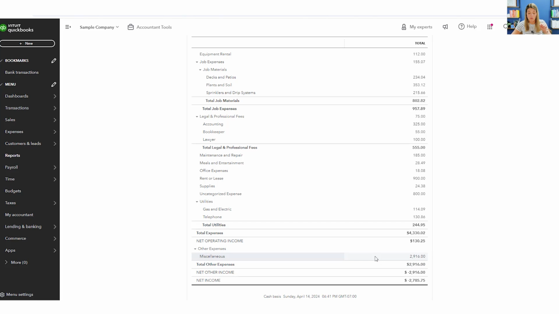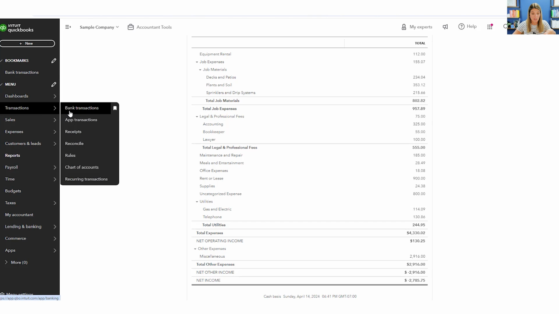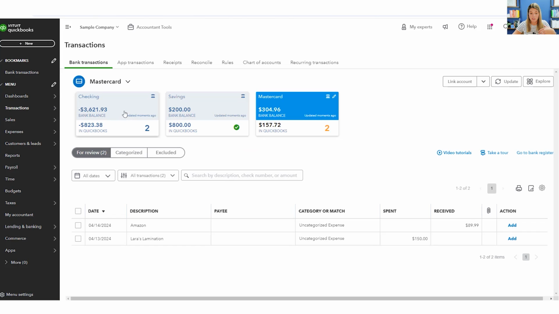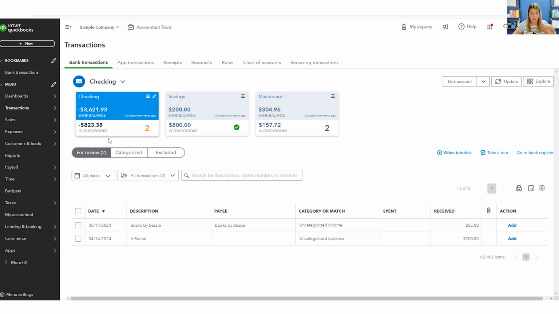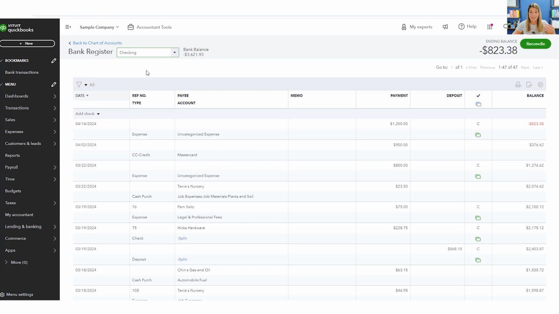But what I want to show you here is that they don't have a profit, but we're going to go ahead and assume that they do, and I'm going to show you how to record an owner's distribution. So what we're going to do is go into transactions. We're going to find the bank register. So we're going to go to our checking account here, and then we're going to go to bank register over here on the right. What we need to do is add a transaction.